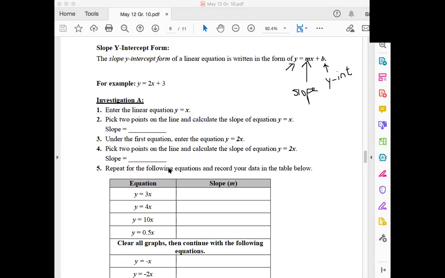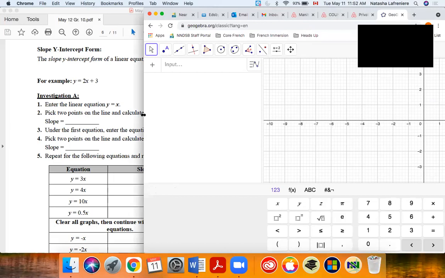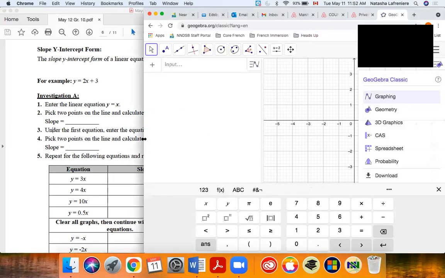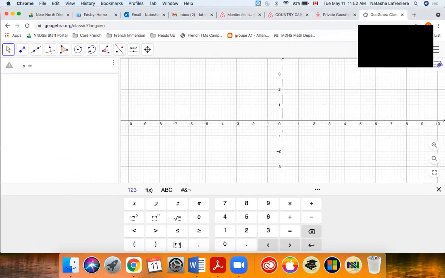Okay, so it's telling us to do an investigation. So I'm going to switch screens. I'll just show you my desktop altogether. It's a bit of a mess. So they want us to put y equals x. So y is equal to x. So when we look at this, our slope is 1 over 1. So our slope is 1.